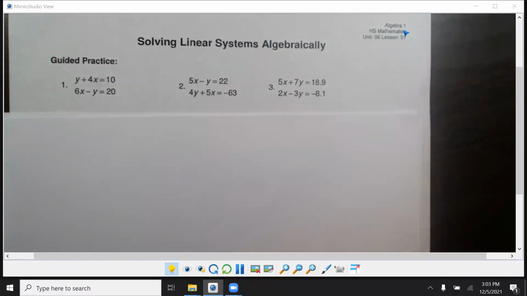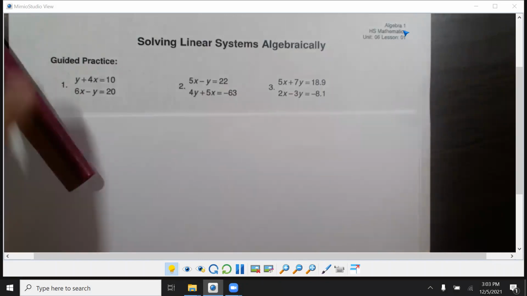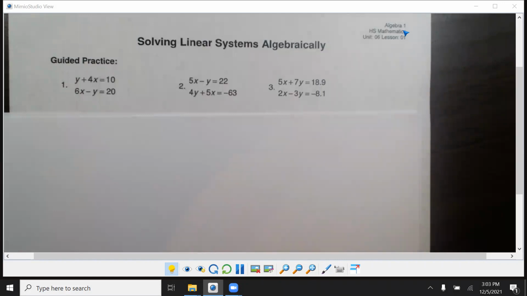All right, this is Coach Lebetter. I'm doing a video on how to do solving linear systems algebraically, but using the elimination method. All right, so I'm going to do these three problems.